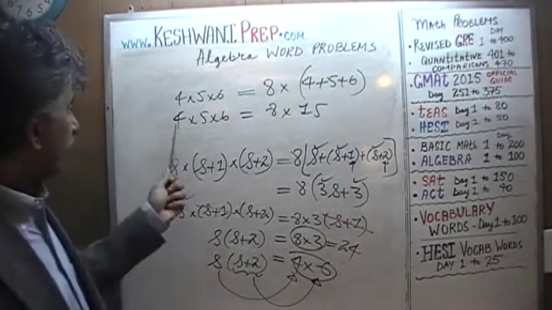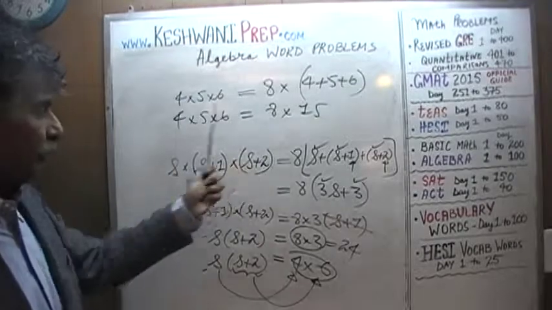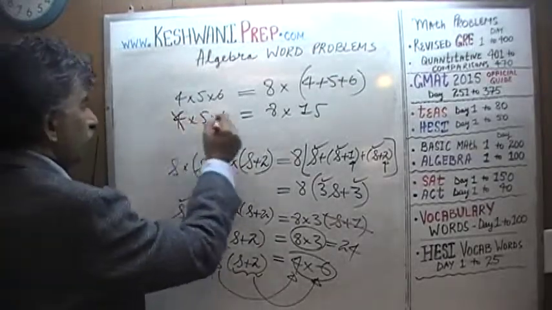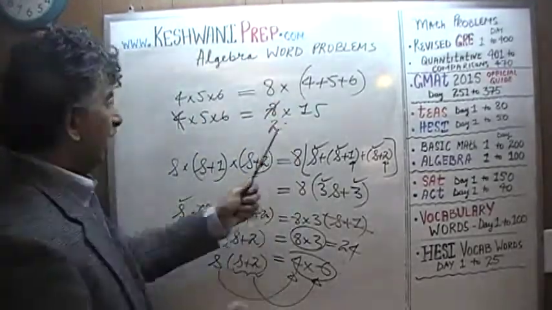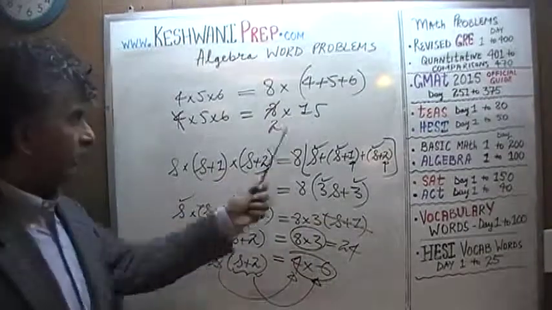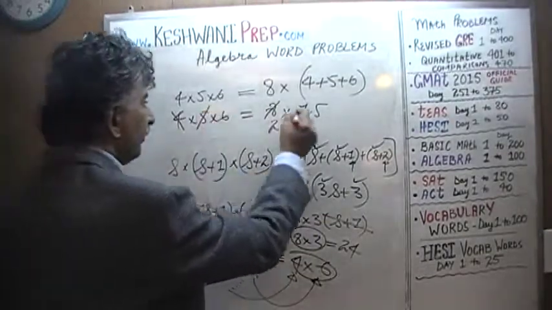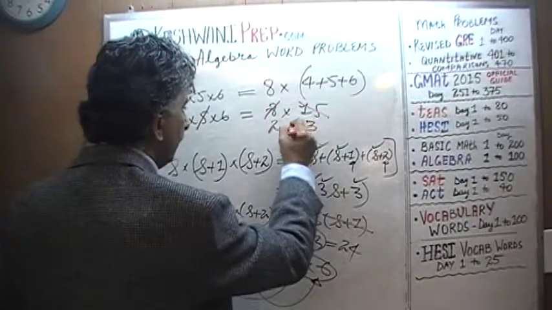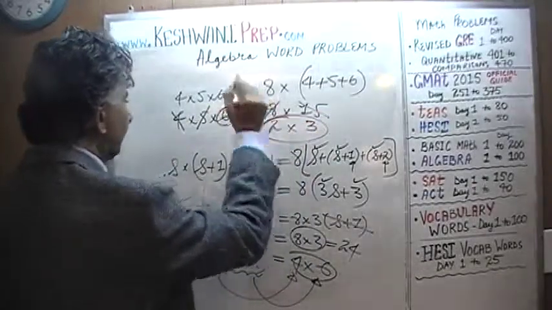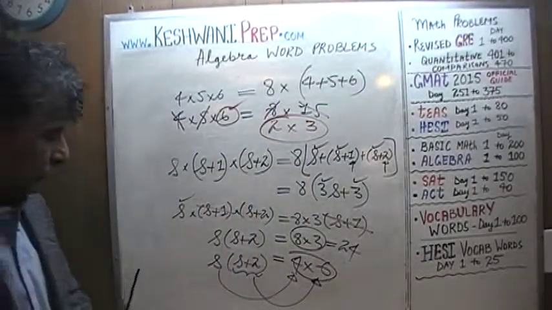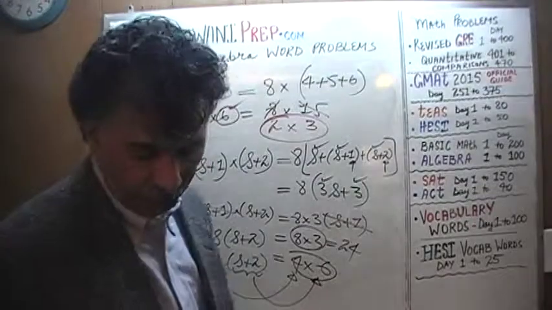How are we going to verify? We see 4 here, we see 8 here. Let's divide both sides of the equation by 4. 4 drops out and 8 is going to become 2. I see 15 here and I see 5 here. Let's divide both sides by 5. 5 is going to drop out and 15 is going to become 3. And 2 times 3 is indeed 6. It works. Our work was correct.